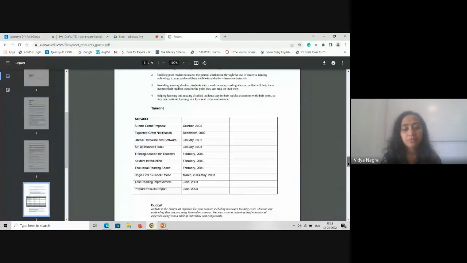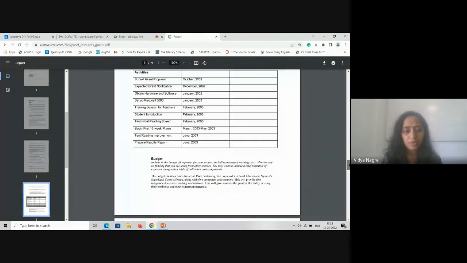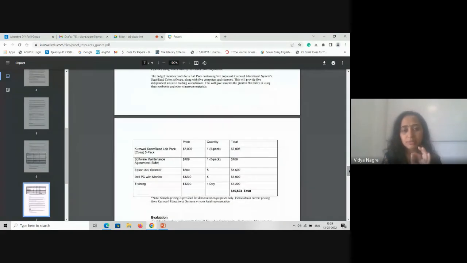Okay. Then this is the timeline of the activities. Submit grant proposal in October 2002. Then expected grant notification. Begin first 12-week phase, March 2003 to May 2003. Then test reading improvement, prepare result report, and so on. So these are the tentative deadlines given. Then overall budget. This is something very crucial, because that is the title of your research proposal.